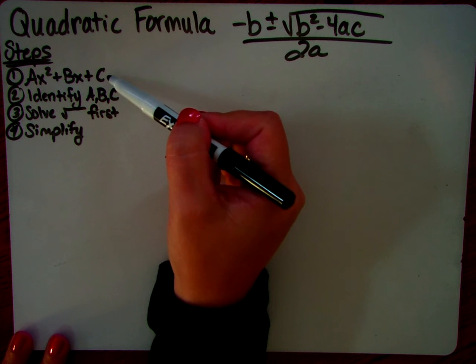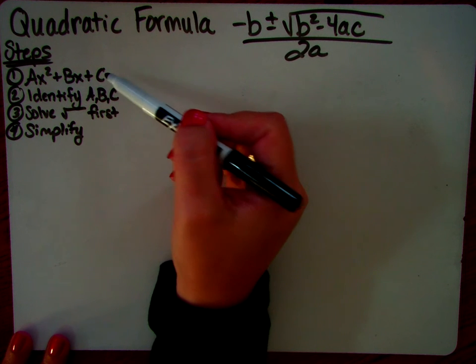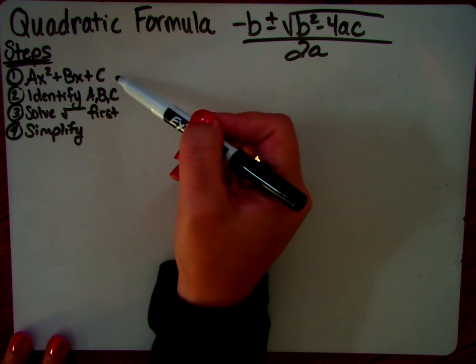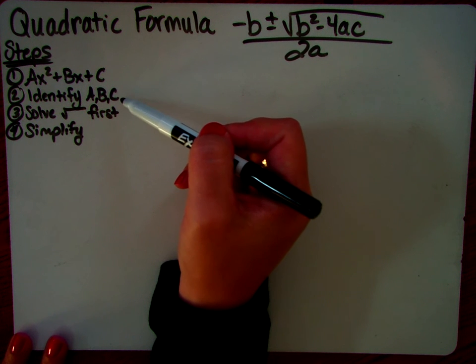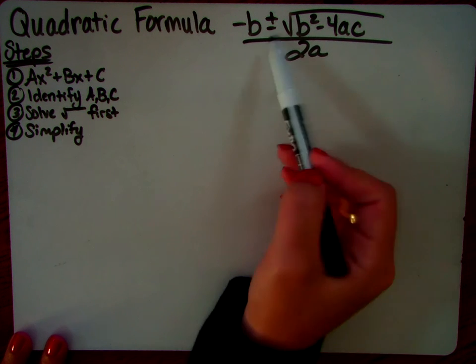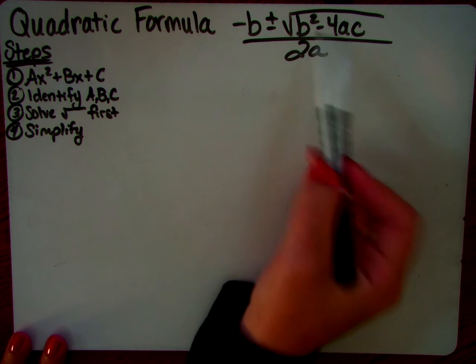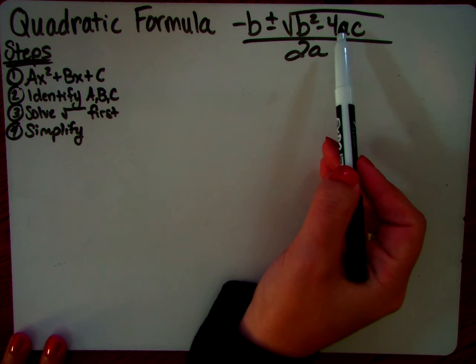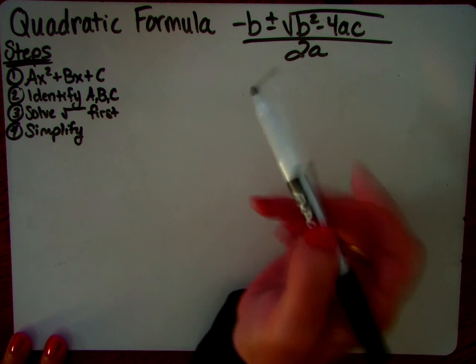Am I in standard form? Once you're in standard form, then you can identify A, B, and C. Okay, if you're not in standard form and you misidentify your A, B, and C, all of the answers are going to be wrong. Okay, once you identify your A, B, and C, you're going to plug them into the formula, and you're going to focus on solving the square root first. And the last step is going to be just simplify.